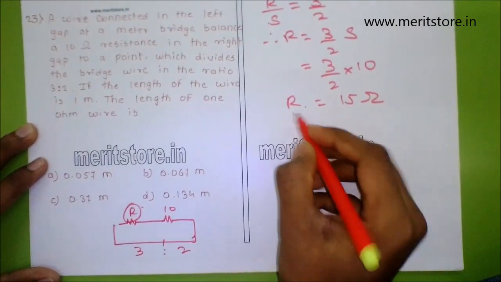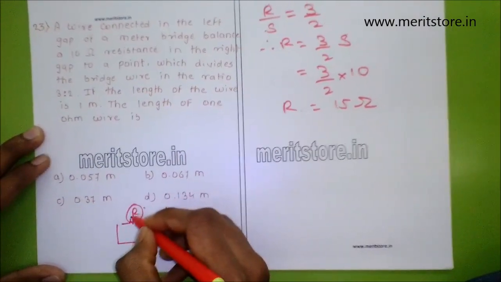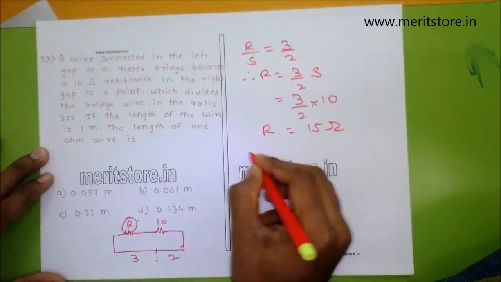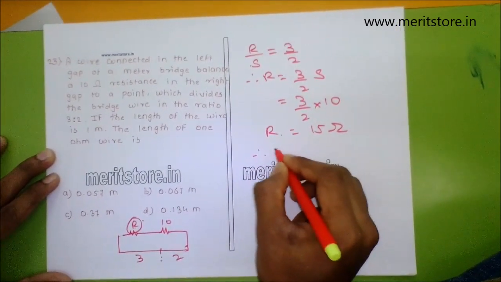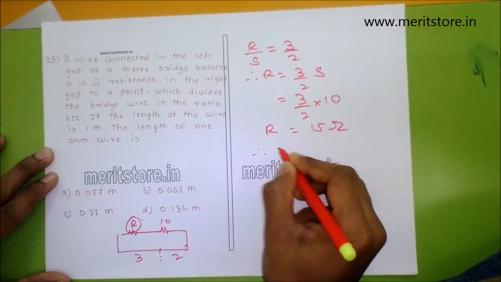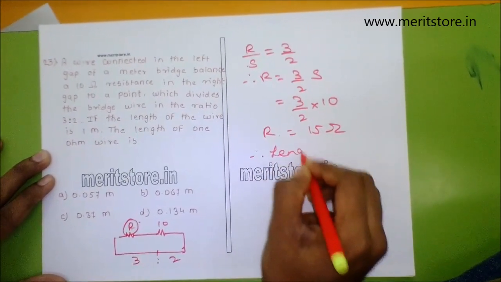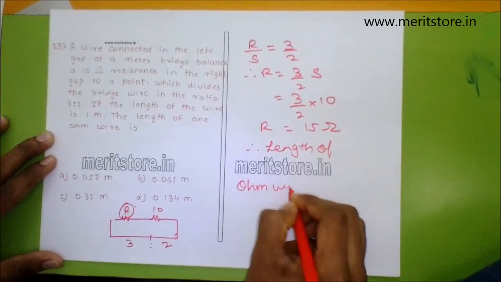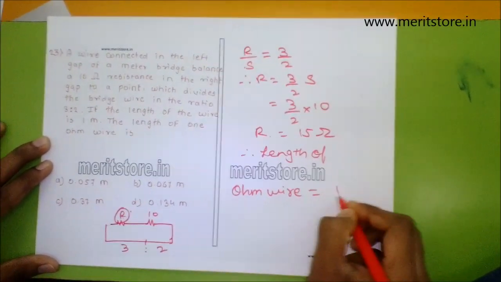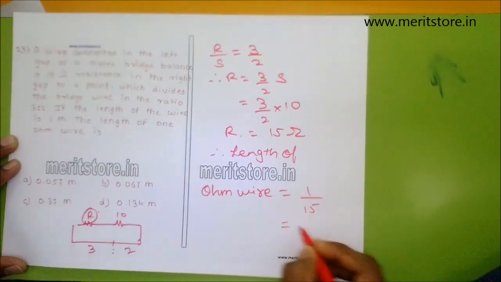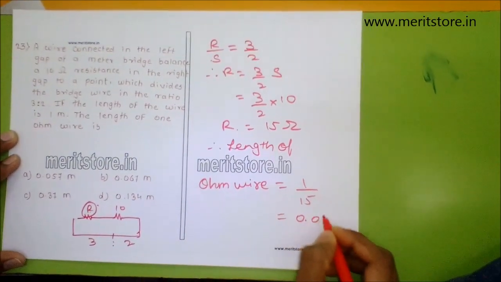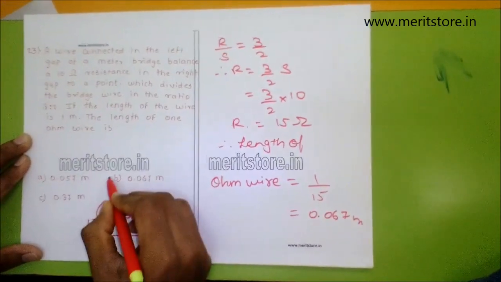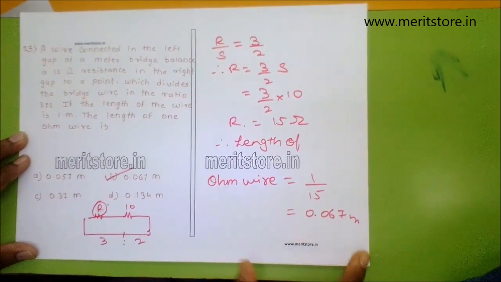Since the value of R is 15 ohms and the length of this wire R is 1 meter, therefore the length of the ohm wire will be 1 by 15, which is equal to 0.067 meters, and that is equal to option B. Therefore, option B is the correct answer.